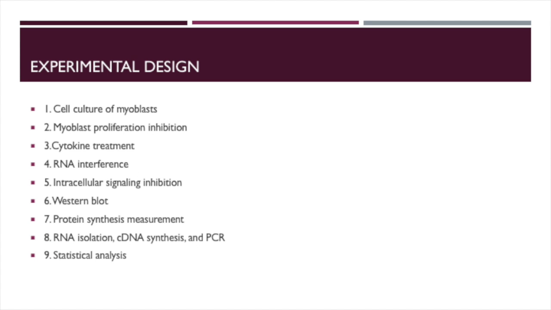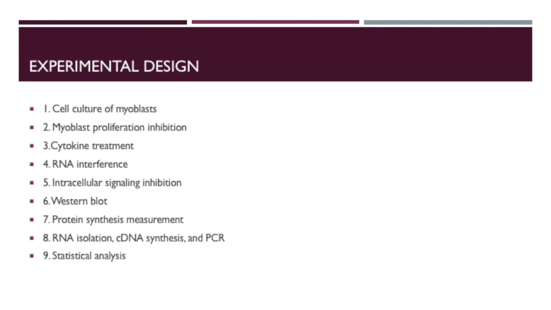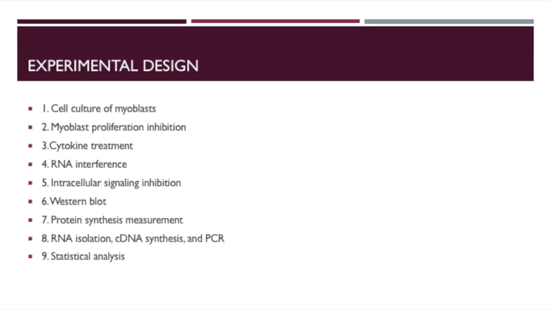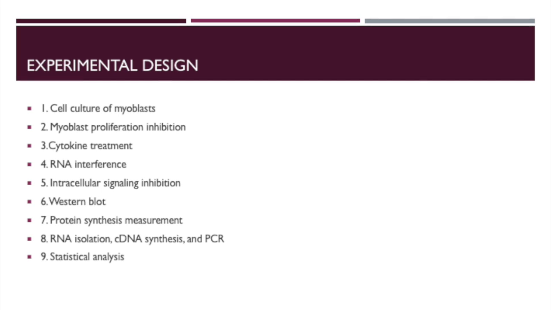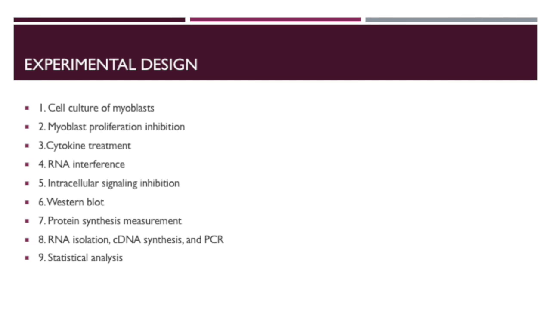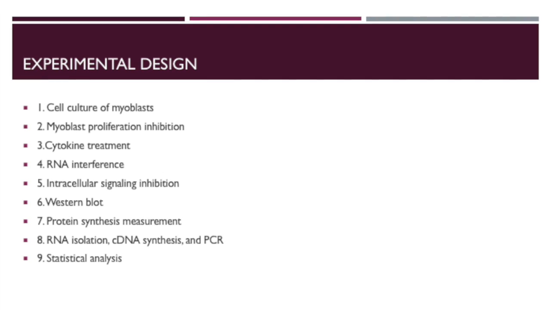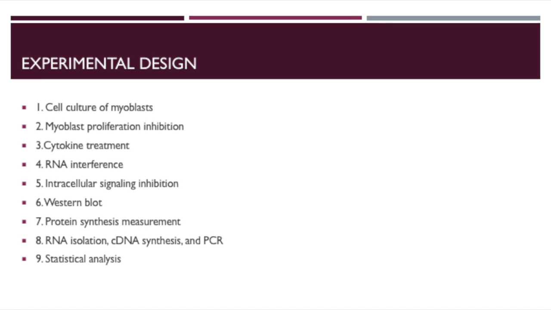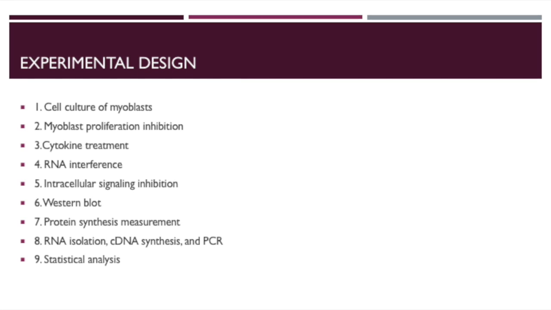There were 9 total steps in the design of this experiment. The first step involved performing a cell culture on C2-C12 myoblasts, where the cells incubated for either 4 or 8 days. The second step involved pre-treating myotubes with cell proliferation inhibitor prior to administering cytokines. The myotubes differentiated for 8 days.